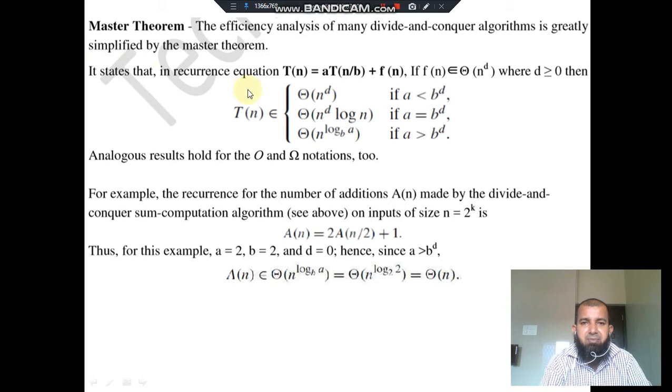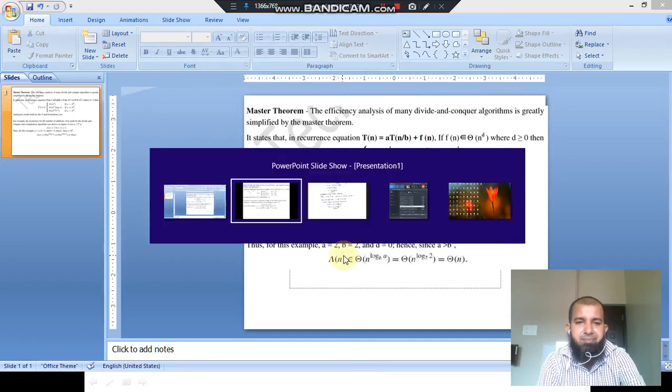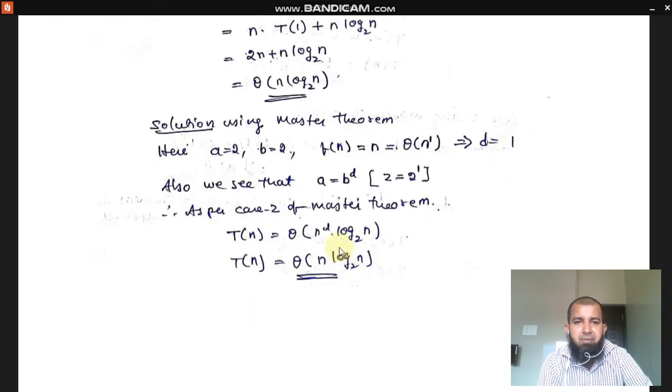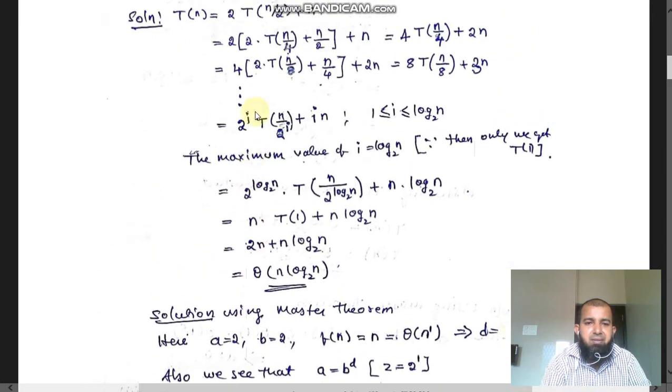This is the Master theorem, no? This is the recurrence relation: T of n is equal to a T of n by b plus f of n. In this equation, what is a? a is equal to 2. So this is the relation. a is equal to 2, and b is equal to 2. f of n is equal to n.